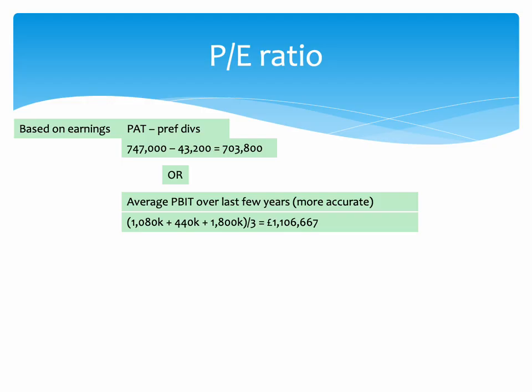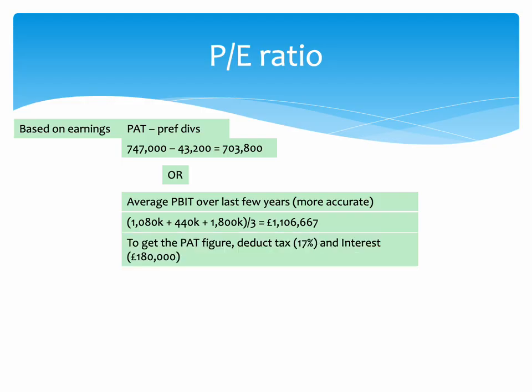Now, they've given you the profit before interest and tax, so you'd then have to adjust that figure to get to the profit after tax and then to get to the earnings figure. So that's the average profit before interest and tax. We'll have to deduct tax and we'll have to deduct interest. Now that interest, we've got the interest in the current year of £180,000, which I think is our £1.8 million debentures. They're 10% interest, so there's the 180,000.